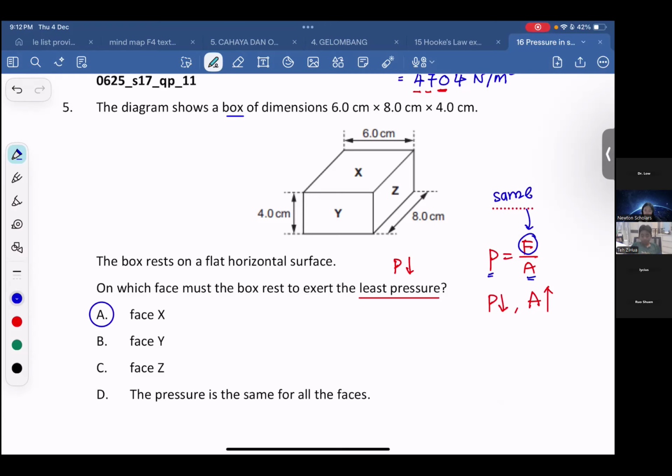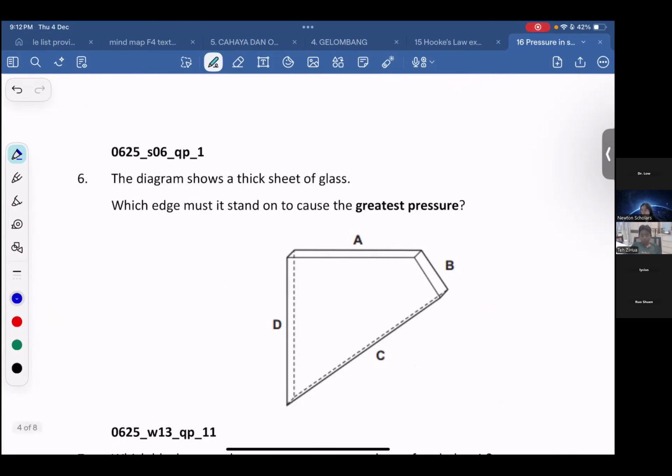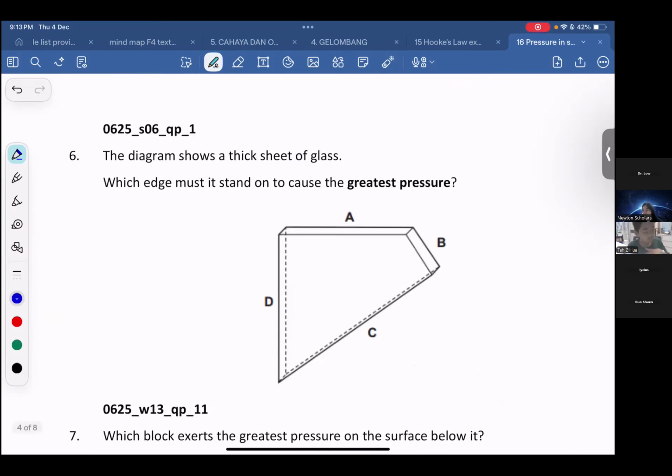Okay, next. Number 6. A, B, C, D. Which one will cause the greatest pressure?